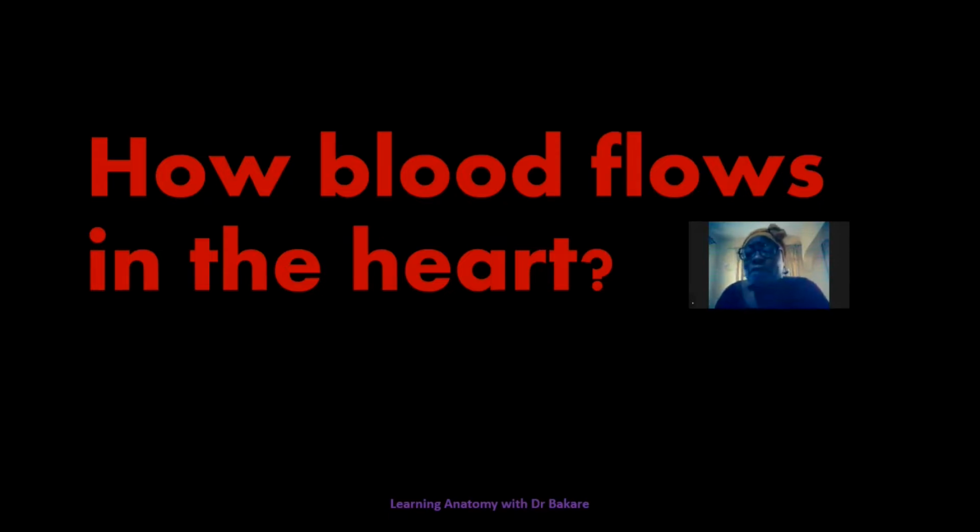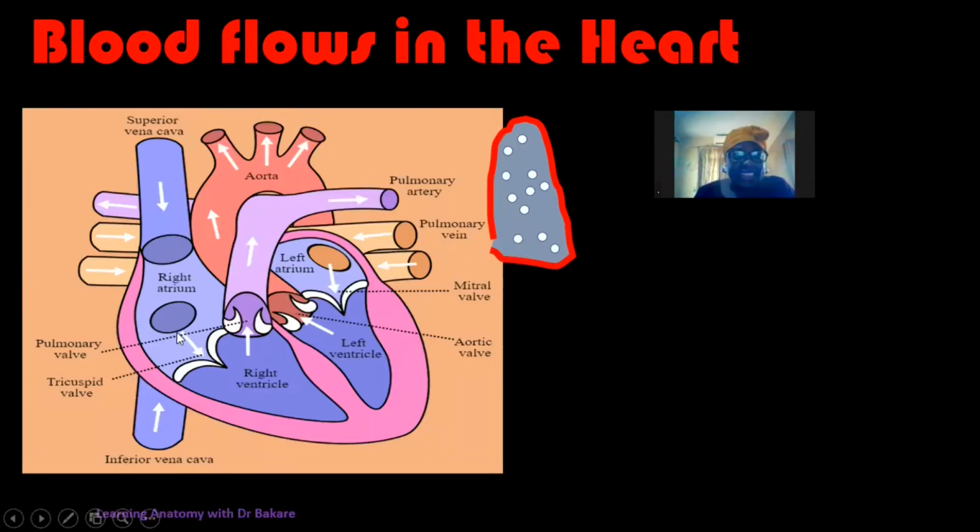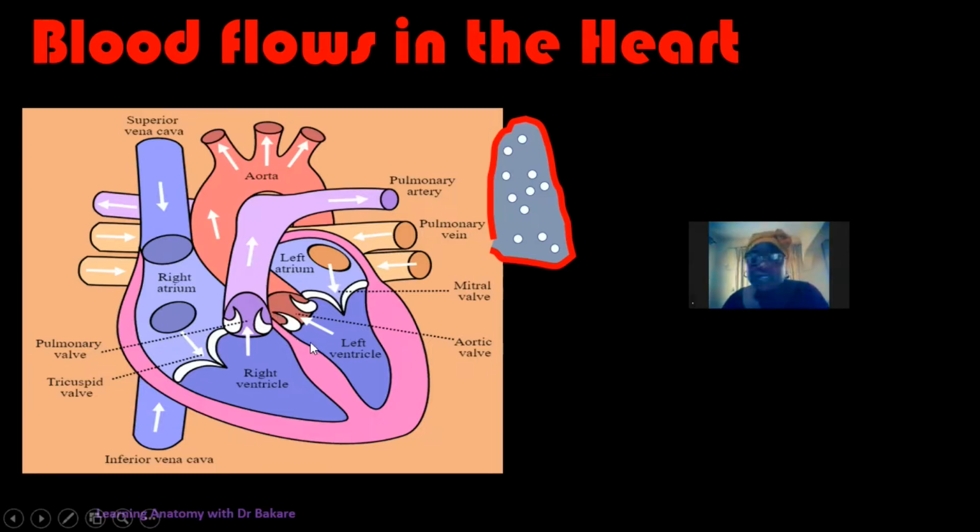Let's look at how blood flows in the heart. This is the entire configuration of the heart. The heart is divided into the right part and the left part by the septum. This is the septum here that divides the heart into the right part and the left part. The right side of the heart has deoxygenated blood, and on the left side of the heart, we have oxygenated blood. The sole aim of the septum is to separate the oxygenated blood from the deoxygenated blood.